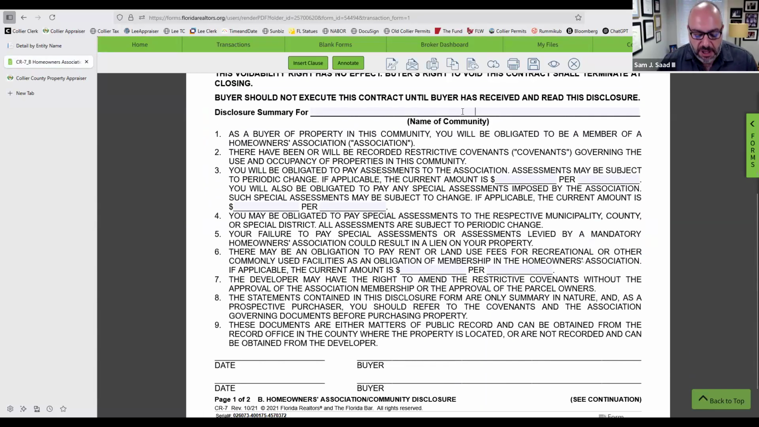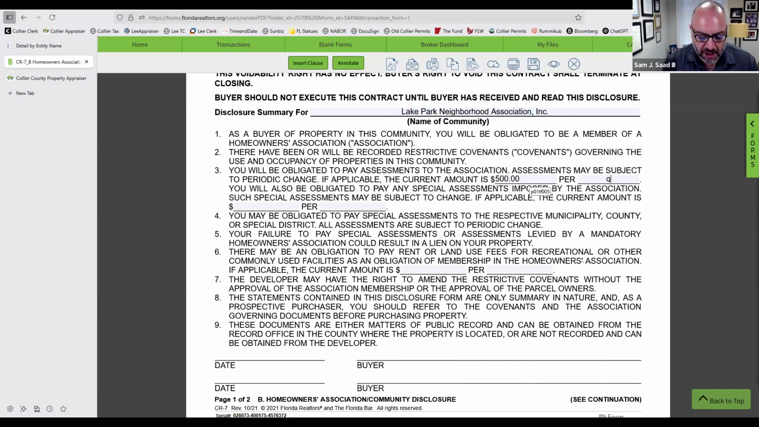Put in the name of the community. We don't have a community here, but if you had one, it would be something like Lake Park Neighborhood Association, Inc. You fill in the amount of the regular assessment in the first box.